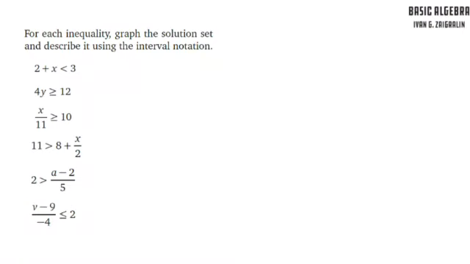The second inequality, 4y is greater than or equal to 12, and for this inequality we can divide each side by 4, so 4y over 4 is greater than or equal to 12 over 4, so y is greater than or equal to 3.